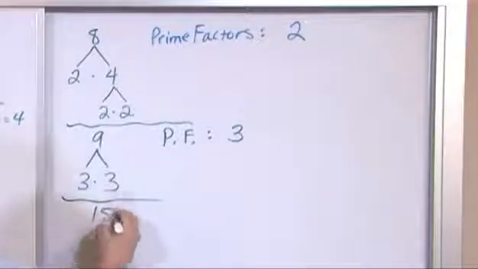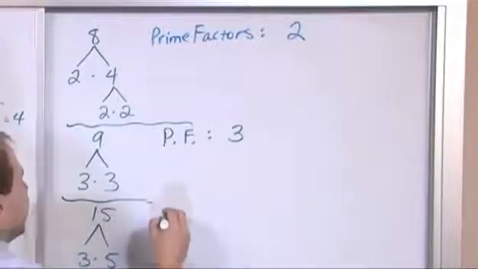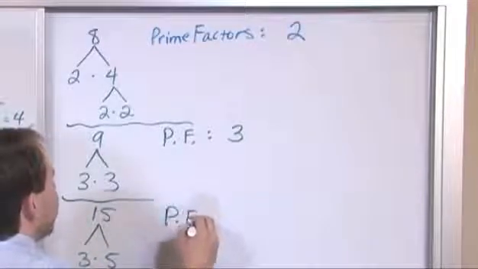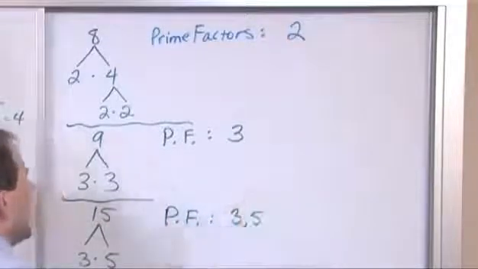Now, let's look at the number 15. The only thing I can think of would be 3 times 5. This is already prime, and this is already prime, so there's really nothing else to continue my factor tree. So the prime factors, as a list, are going to be the number 3 and the number 5.